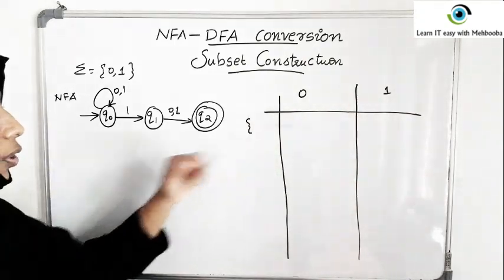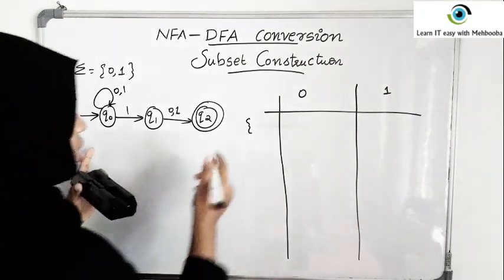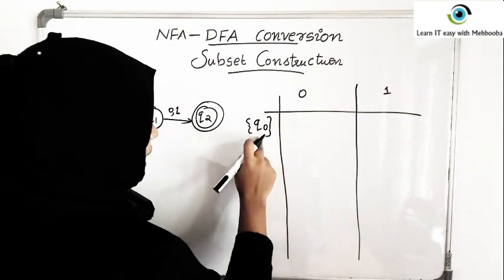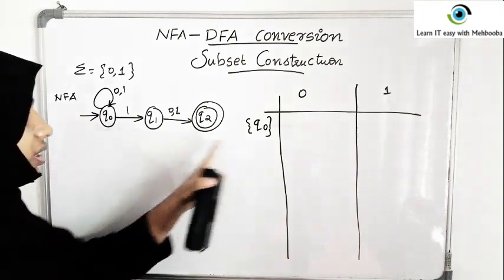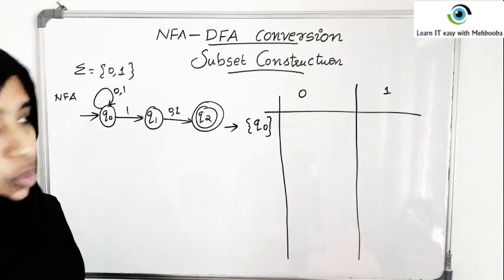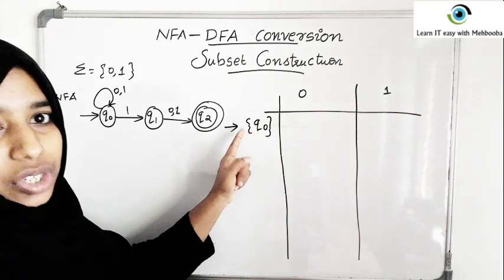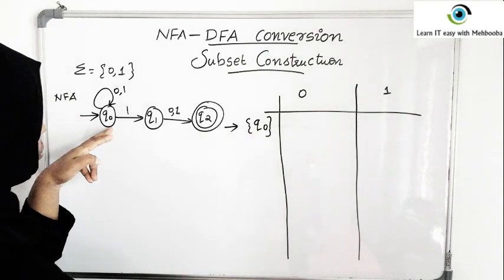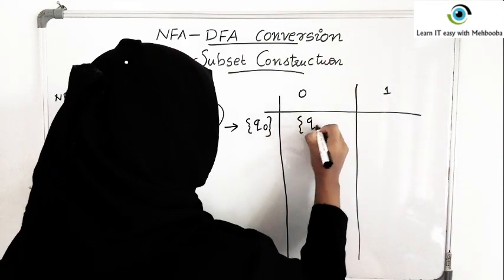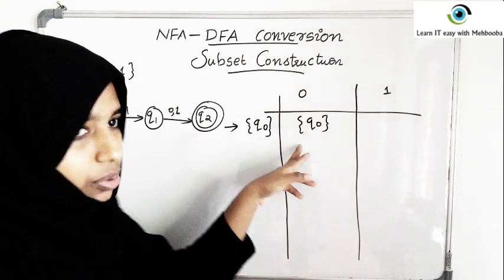The start state of the DFA will be the set containing the start state of the NFA. The start state of the NFA is Q0, so the set containing it, {Q0}, will be the start state for the DFA. Now we will see how this works. When you apply 0 to Q0, what happens? You can only stay at Q0. That is the only possibility. So when you apply 0 to Q0, you stay at Q0 itself.